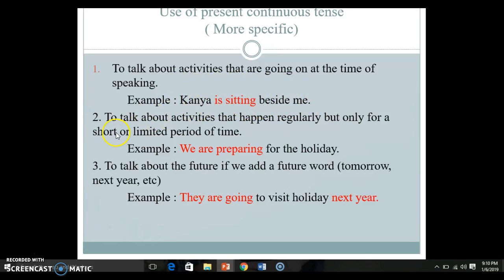And the second is to talk about activities that happen regularly but only for a short or limited period of time. For example, we are preparing for the holiday. And the third is to talk about the future if we add a future word like tomorrow or next year. For example, they are going to visit on holiday next year.